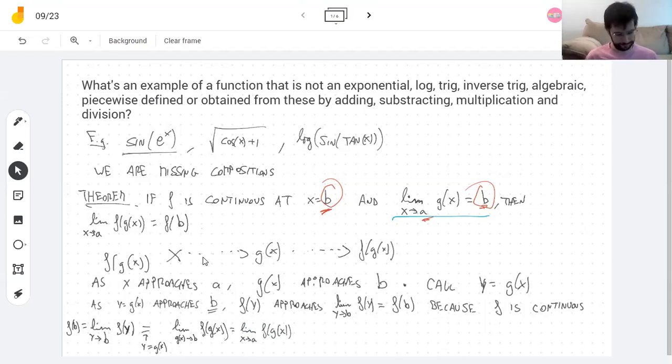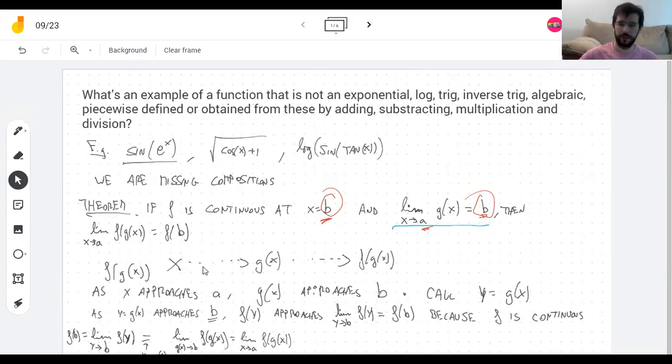But the thing is, the moral of the story is that if you compose two functions, and the outer function, the second function, is continuous, you just plug the limit into the second function. And let me show you an example right now of that. Let's do the example in the book, which is the arcsine of 1 minus root x divided by 1 minus x.